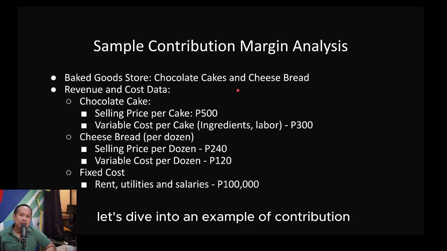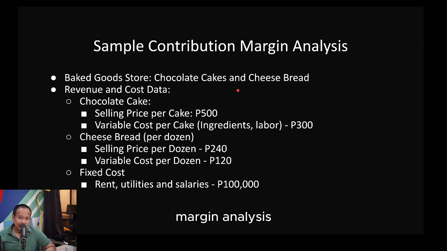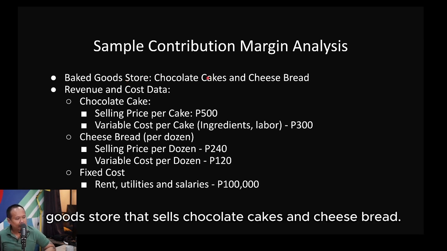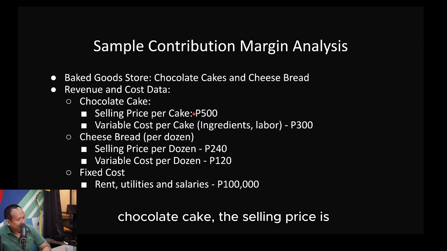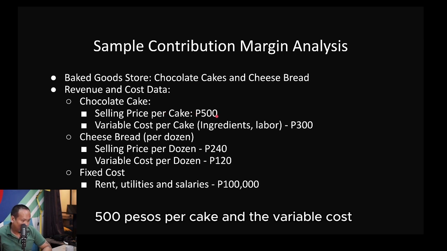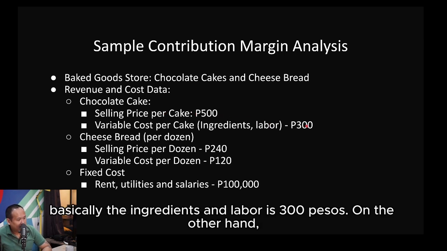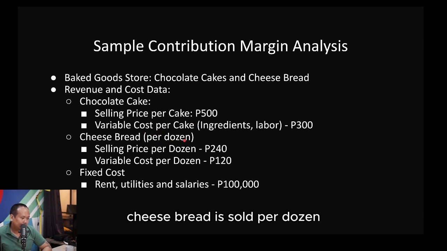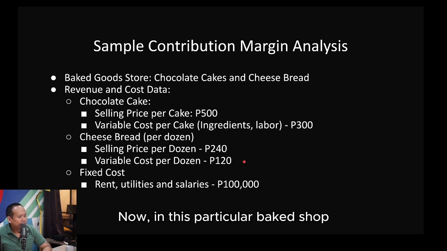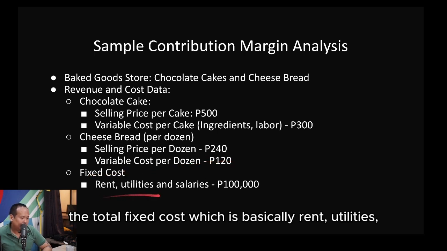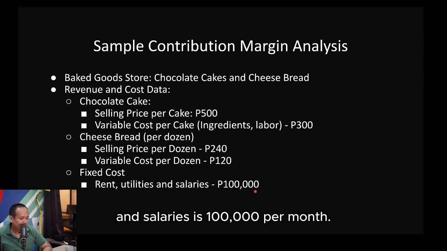Alright, so let's delve into an example of contribution margin analysis. Using this hypothetical scenario, say we have a baked goods store that sells chocolate cakes and cheese bread. Here we have the revenue and cost data. Chocolate cake selling price is 500 pesos per cake, and the variable cost, basically the ingredients and labor, is 300 pesos. On the other hand, cheese bread is sold per dozen. The price is 240 per dozen, and the variable cost is 120. Now, in this particular bake shop, the total fixed cost, basically rent, utilities, and salaries, is 100,000 per month.